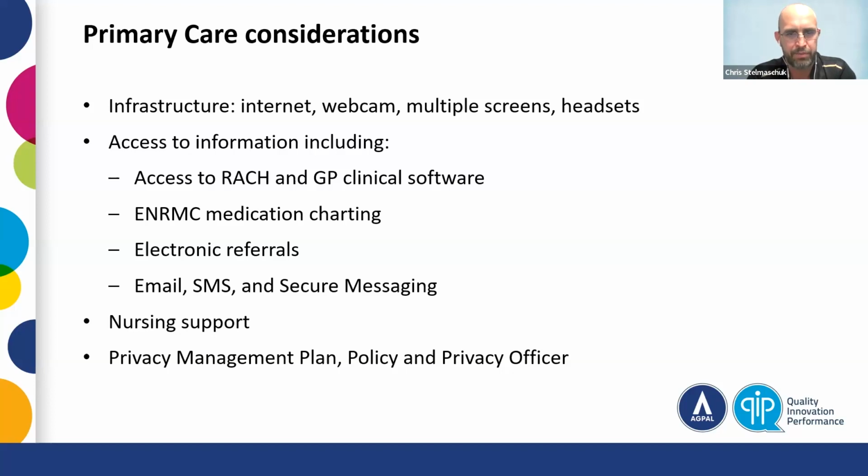We need access to information. We go over this a few times, and we need to have that electronic access, electronic referrals, pathology, imaging, scripts, also very important, and also setting up how you want to deliver information in between patients, and that might be email, SMS, secure messaging, and phone calls. Nursing support. So nursing support helps in the way of chronic disease management and doing care plans and CMAs.